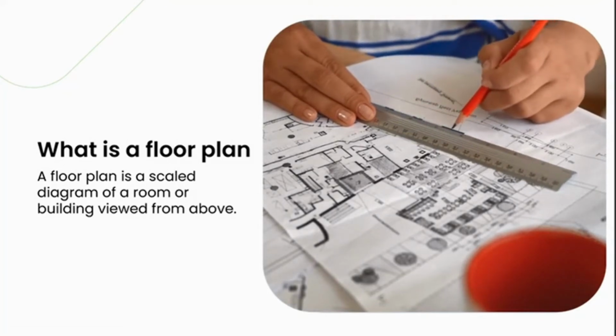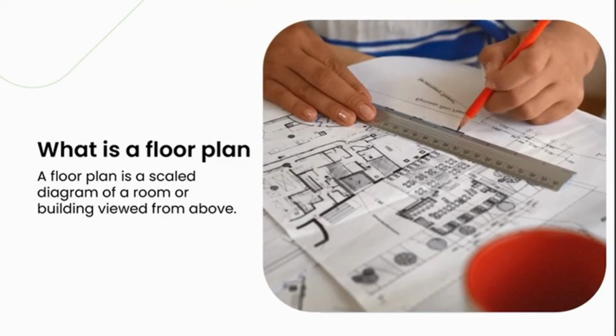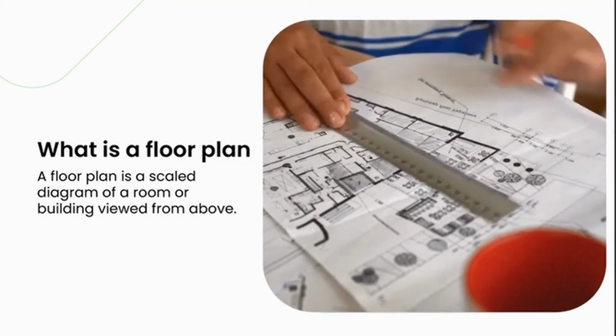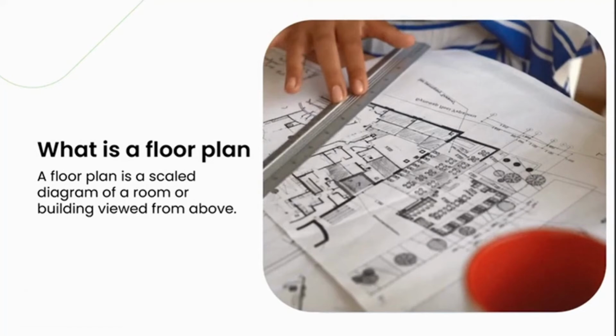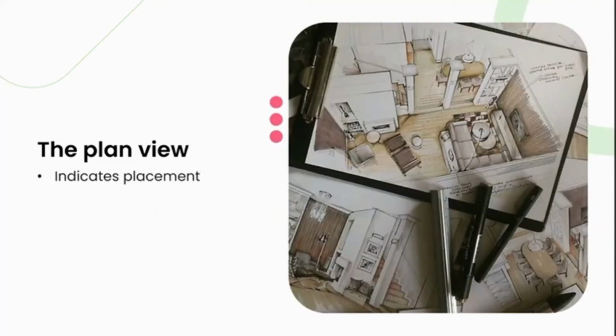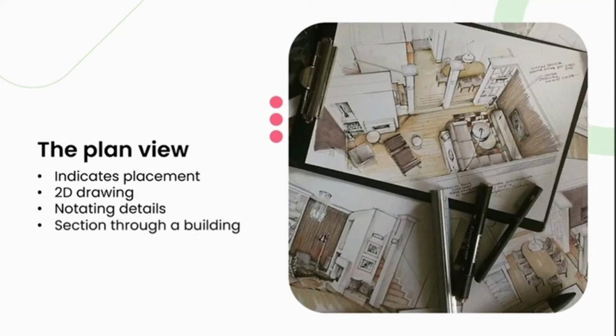The floor plan will include elements such as walls, windows, doors. It may have measurements, furniture, appliances. It'll detail the purpose of the plan and show any notations or any information relevant to the project. A floor plan is a drawing that indicates the placement of the structural items and fixed items within a space. It's generally a 2D drawing created by sketching or using computer-aided software like AutoCAD and Revit. The floor plan is where we note any details relevant to the space, and it's a section through a building showing us the layout of the space internally.